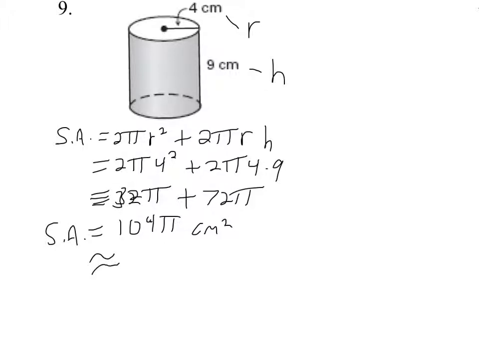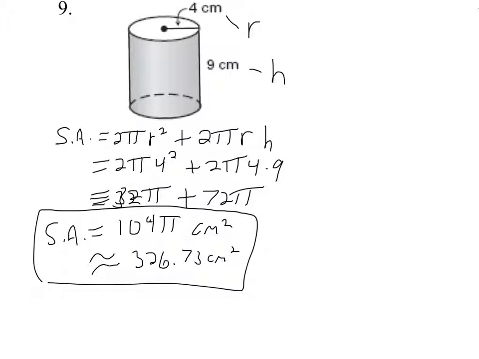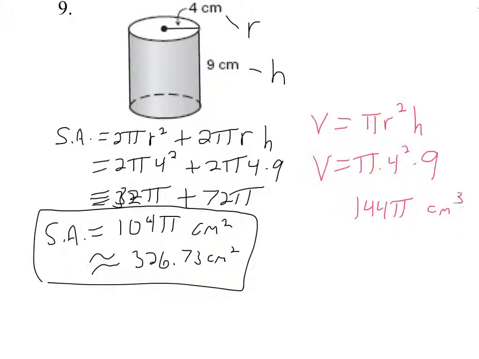And of course we can round that to 326.73 square centimeters. We've also dealt with the volume of a cylinder on a previous question in this review. It is just pi r squared times h. So that's pi 4 squared times 9. If you multiply the 4 squared times the 9, you get 144 pi. So that's 144 pi cubic centimeters. And if we round that, it's 452.39.